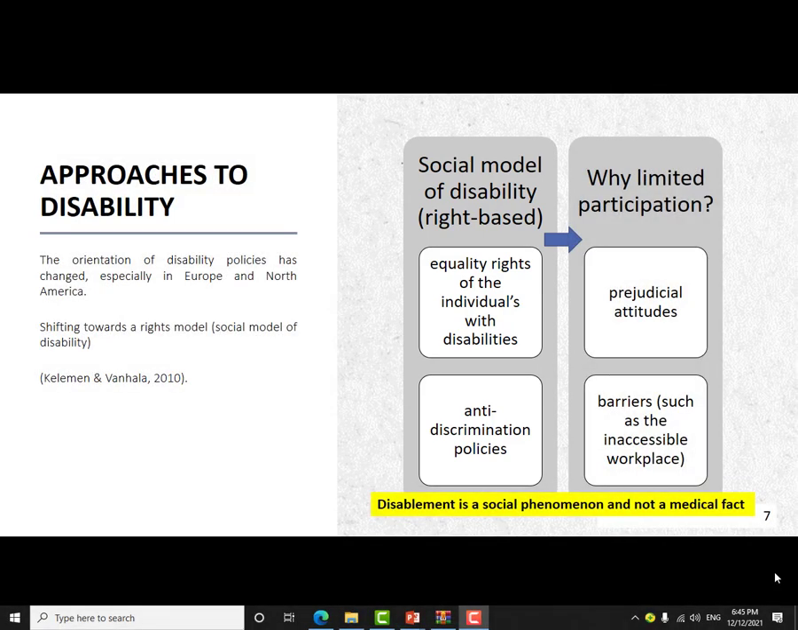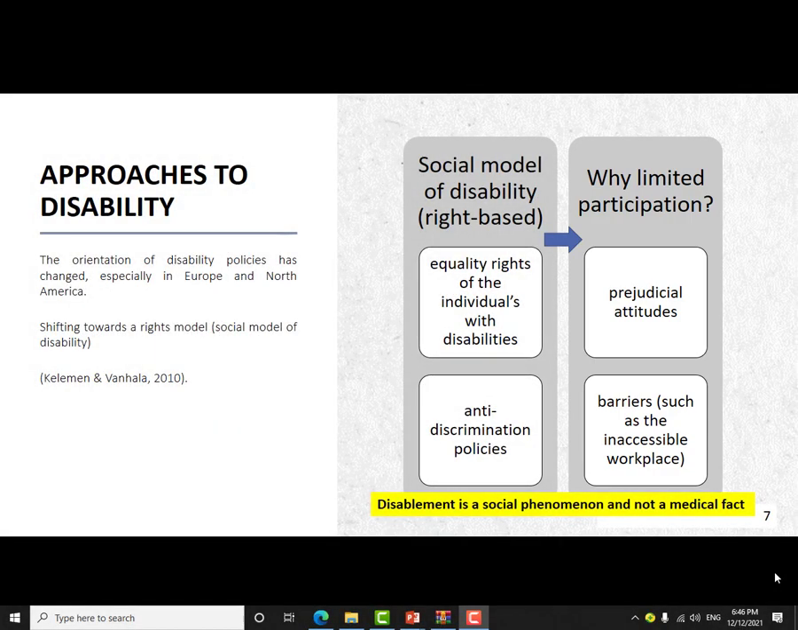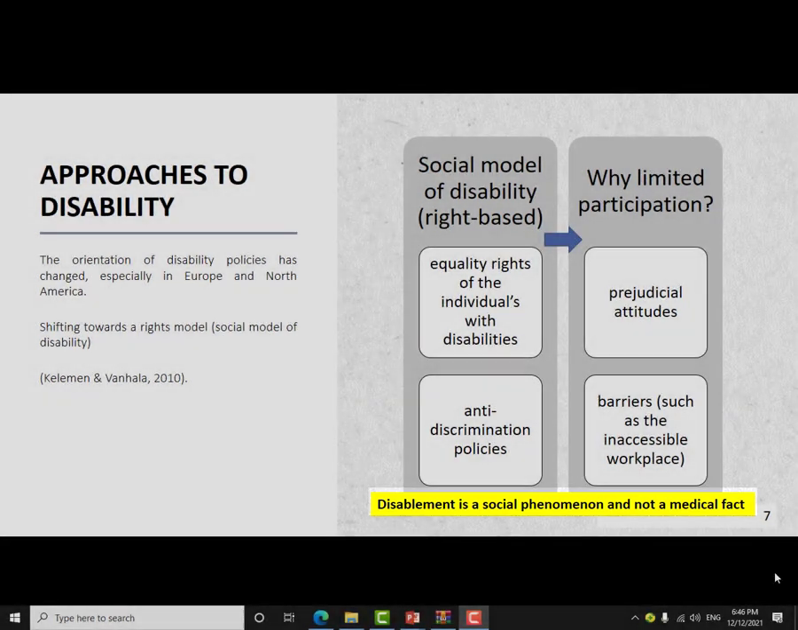Unlike the traditional models, which are mostly medical model, the social model sees prejudicial attitudes and barriers such as the inaccessible workplace as the main reason for limited participation. In this view, disablement is a social phenomenon and not a medical fact.